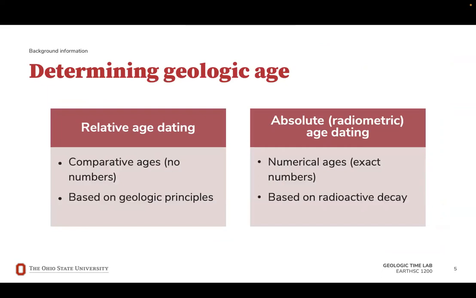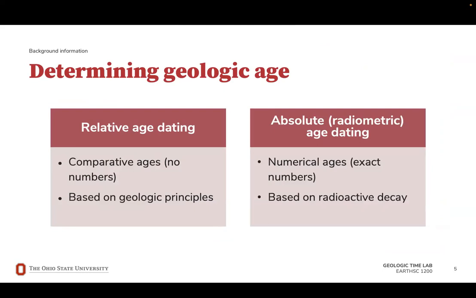Relative age dating is the process of determining when something formed or happened in relation to other events. For example, if you have a younger brother and an older sister, then you could describe your relative age by saying that you are younger than your sister and older than your brother.